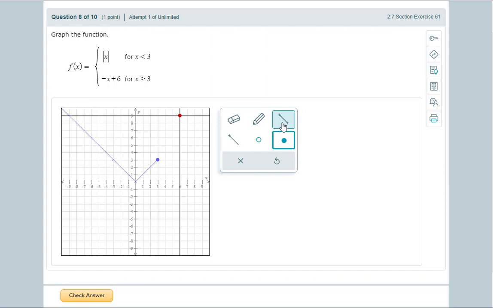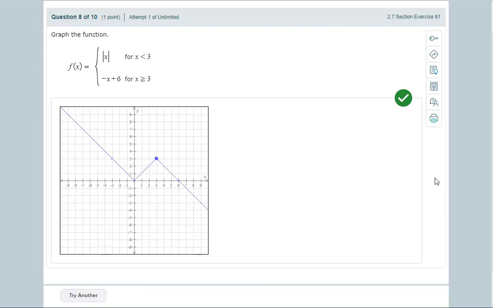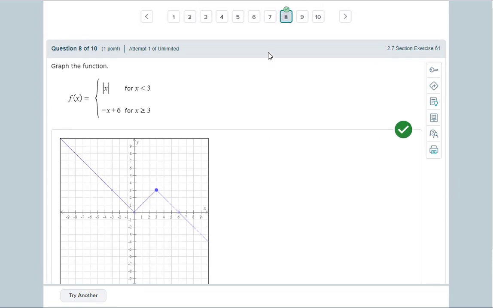So I use this tool when I want 2 points. This one goes on forever. So I know it has to start here. Where is the second point? Well, ask yourself, minus x plus 6, what would make it 0? Well, 6, because minus 6 plus 6 is 0, so my second point is there. So you see, now I've got my graph. Let's check it and see if it likes it. And it does. All right. So let's go to question 9.